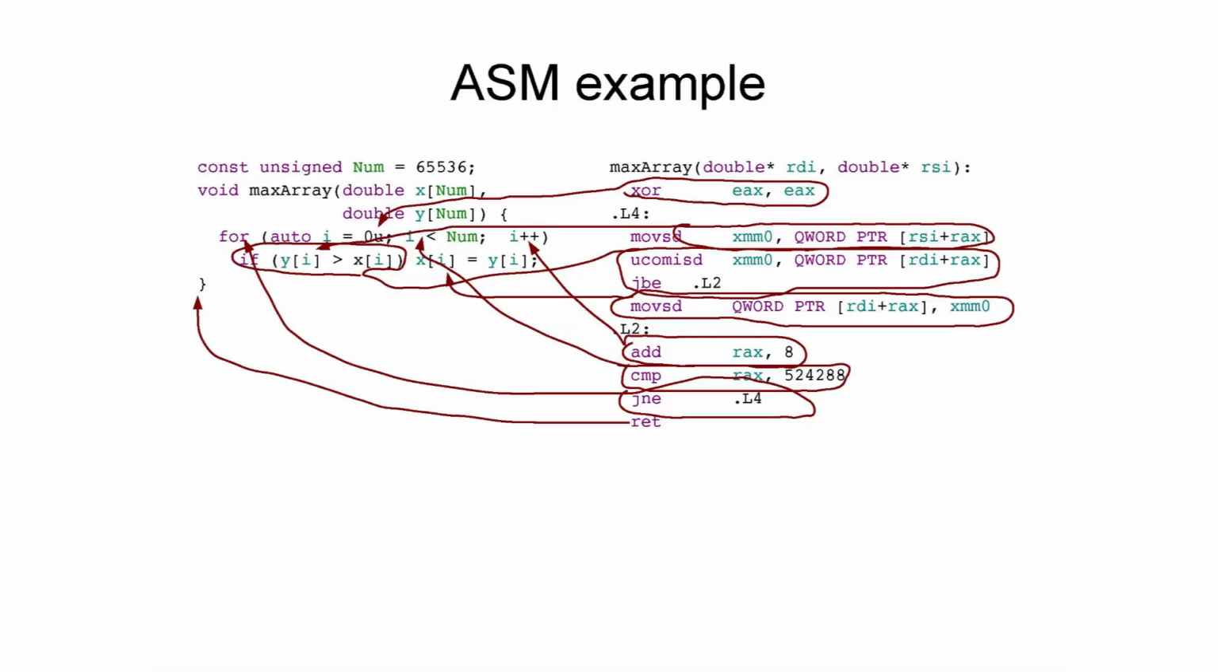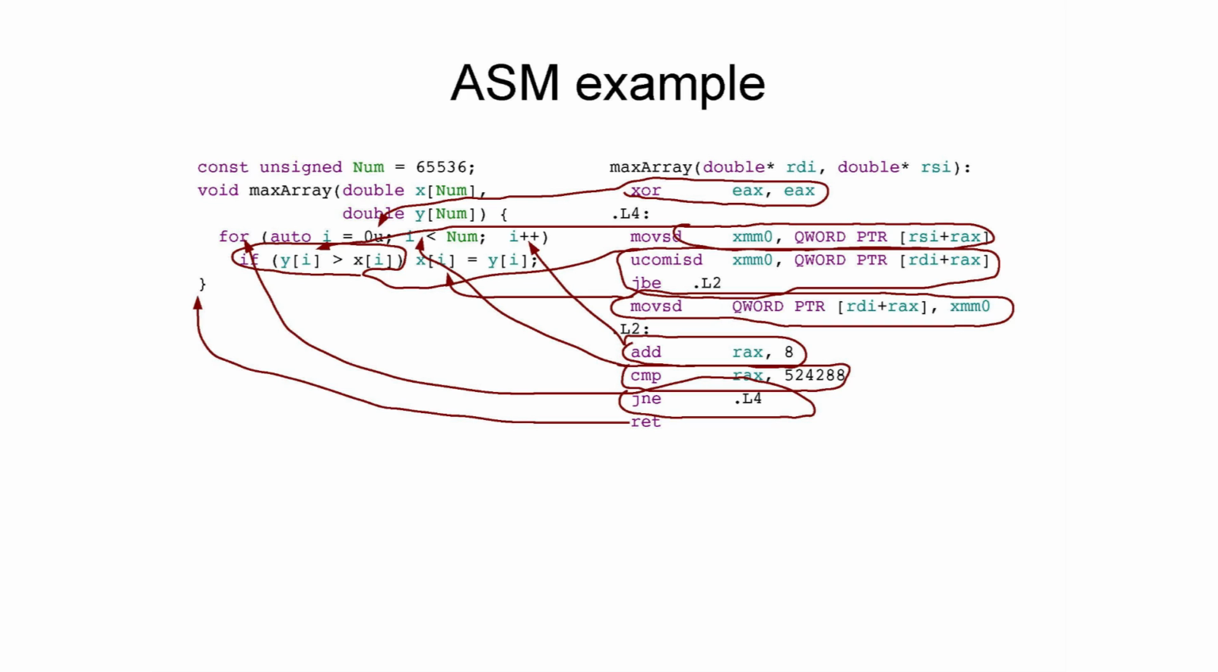So we've got a 65,000 entry array. We go through each one individually. If y is greater than the x element, then we write the y element into the x element, and we're done. Obviously, there are much better ways of actually doing this in real-world code, but this is a relatively simplistic example. So let's take the first instruction there.